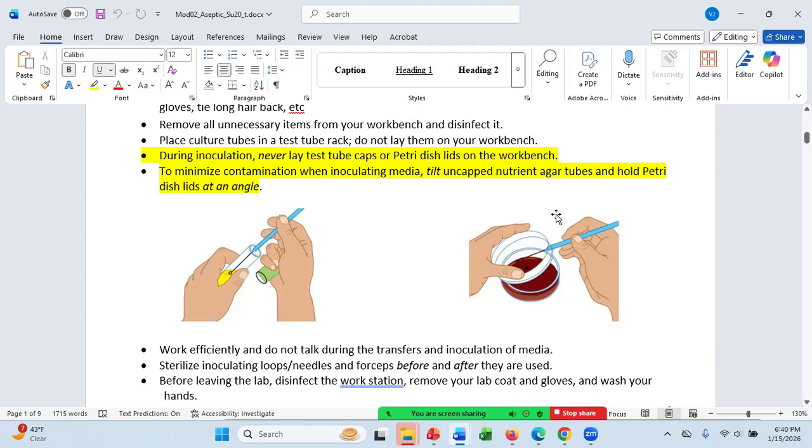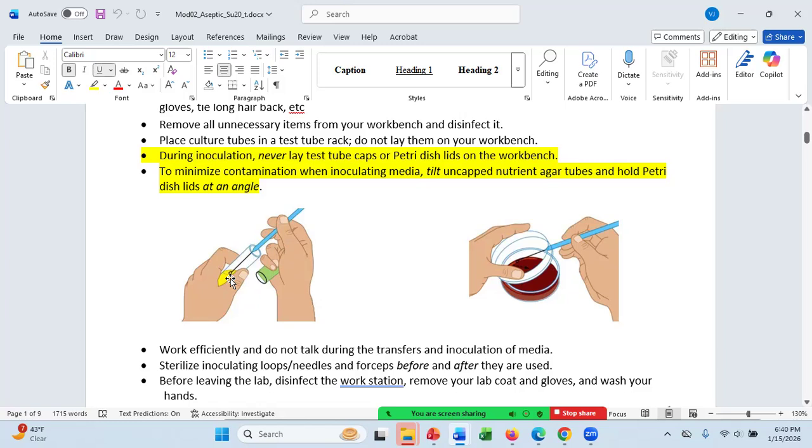To get the dish contaminated from the air, you'd have to have something fall only in this region here, the open portion of the dish. The rest of the dish is protected. And then with the cap, you hold the tube at an angle and hold on to the lid with one hand, the hand holding the loop, and then you put the loop in the container. The reason for doing that is you're not contaminating the lid this way.